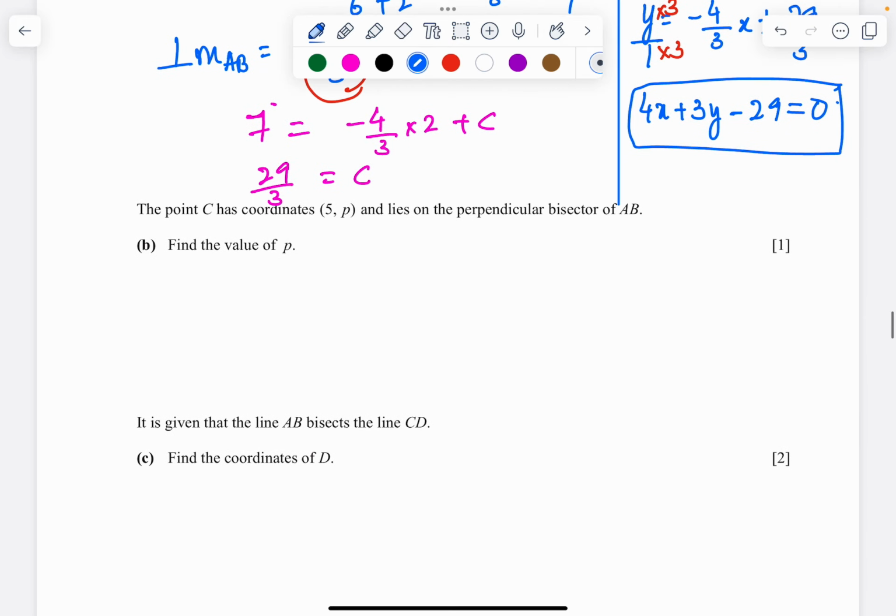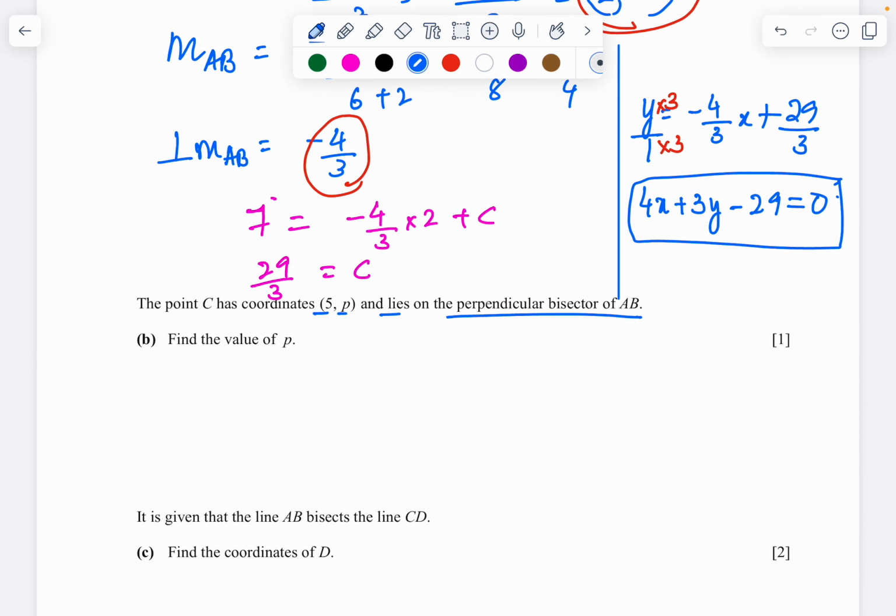The point C has coordinates 5 comma p. Find p if C lies on the perpendicular bisector of AB. So in this I will just substitute x equal to 5 into the equation.